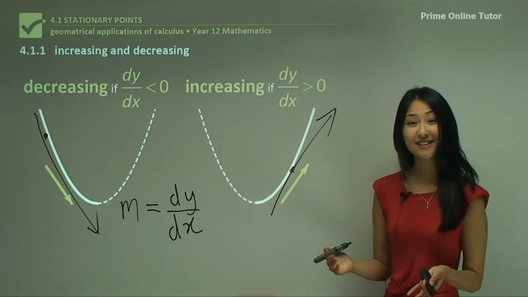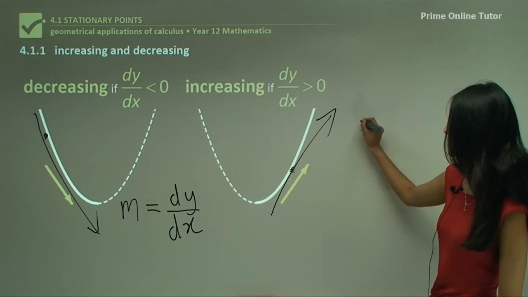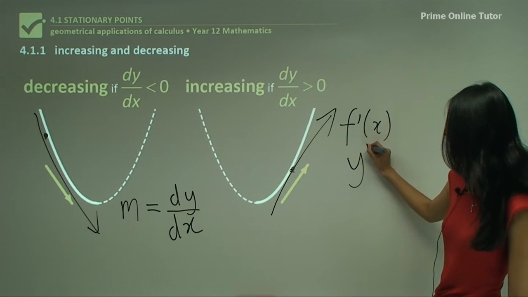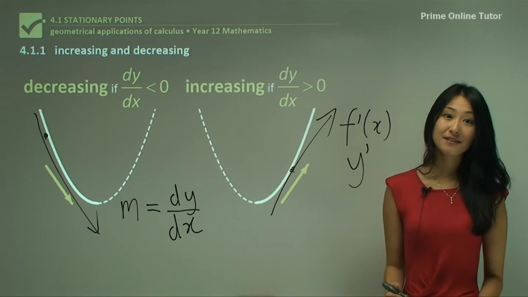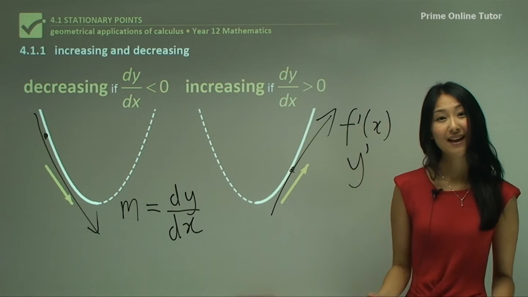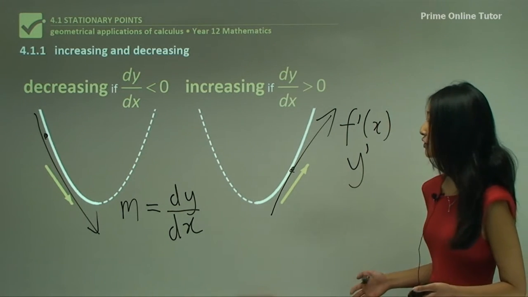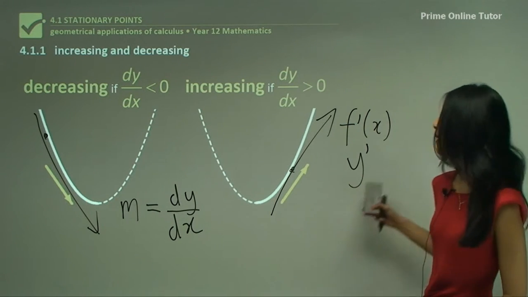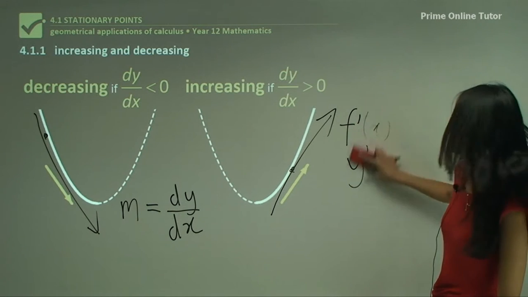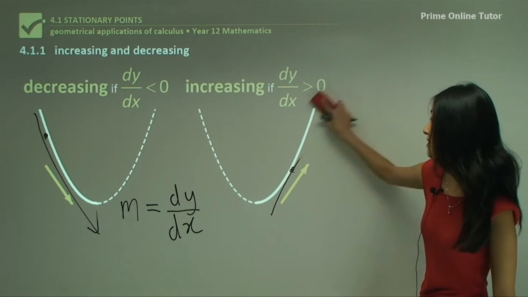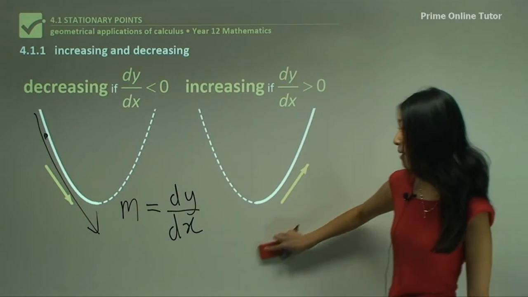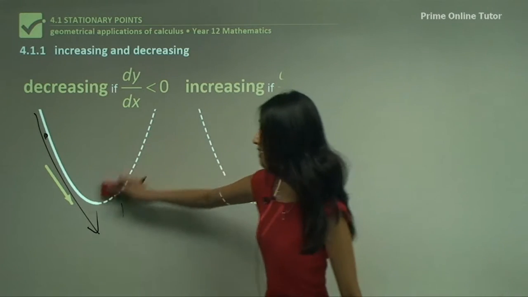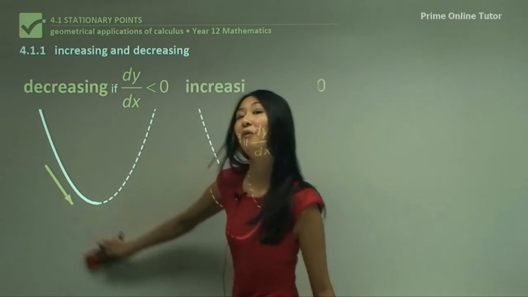Now, just a side note, some of your teachers and textbooks may use f'(x) or y' instead of dy on dx. These are ways to write the first derivative. In the New South Wales syllabus, we use dy on dx, so throughout these modules we'll be using dy on dx. But it's just a different way of writing the same thing, the first derivative. The important thing to remember is that the gradient of the tangent is the first derivative. That's something we have to remember for all these portions.